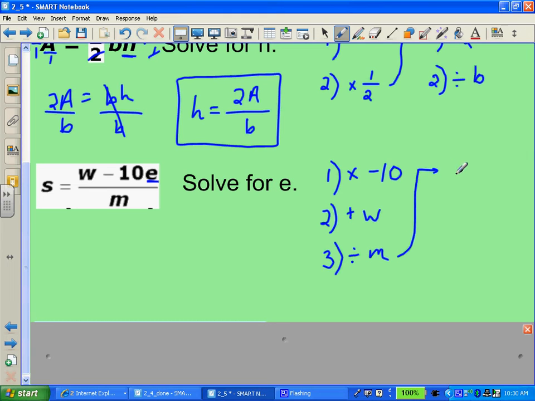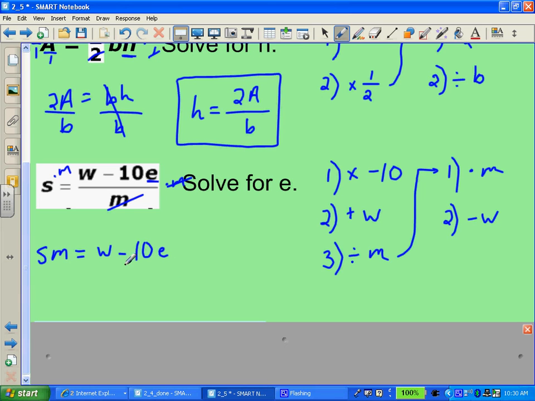Okay, so now, again, reverse order, inverse operations. So the first thing I'm going to do is times by M. So times M, times M. M's are going to cancel. So I have SM over here equals W minus 10E.